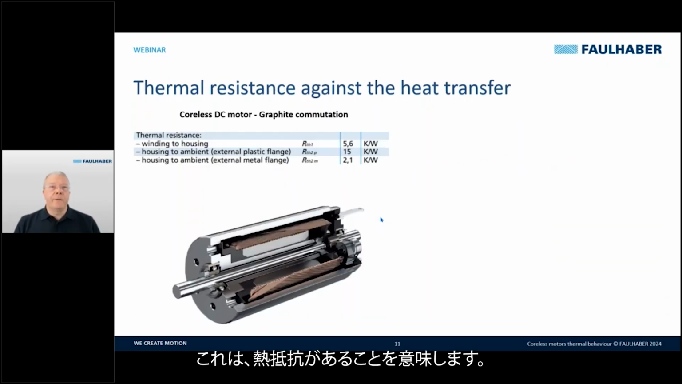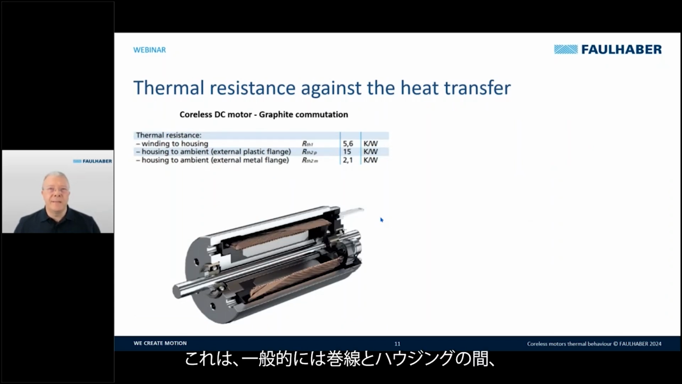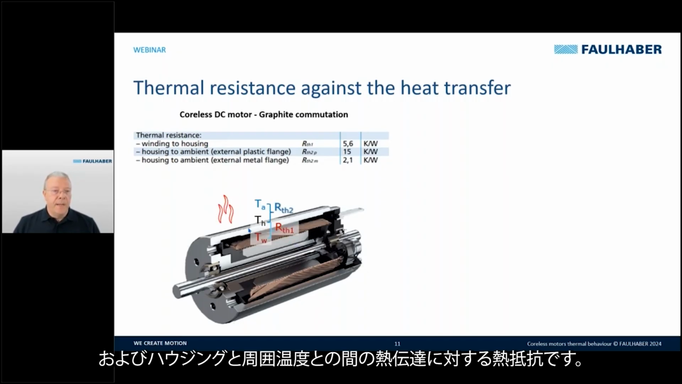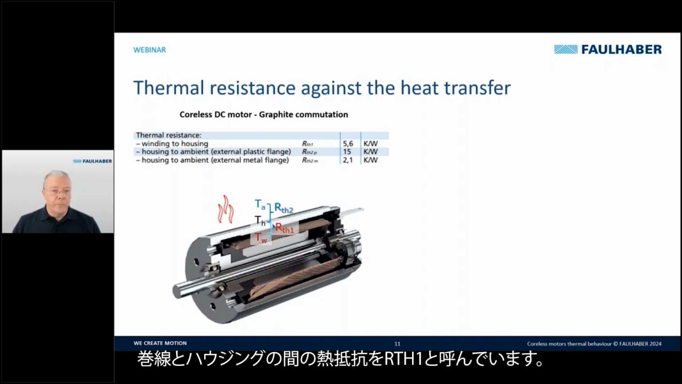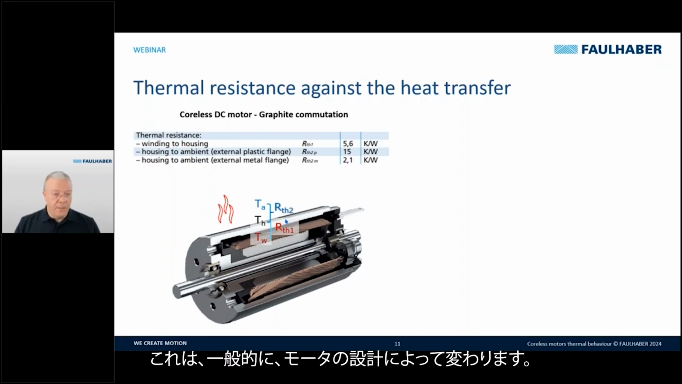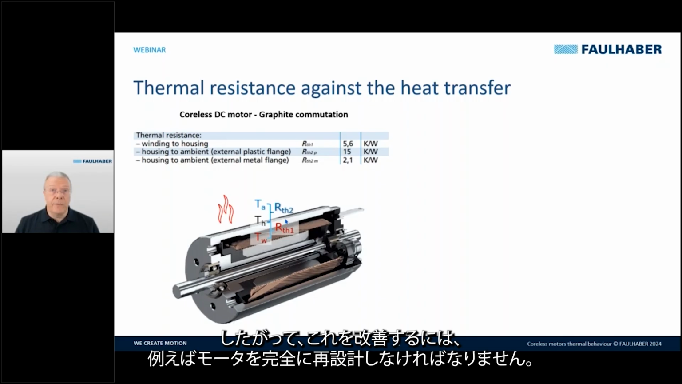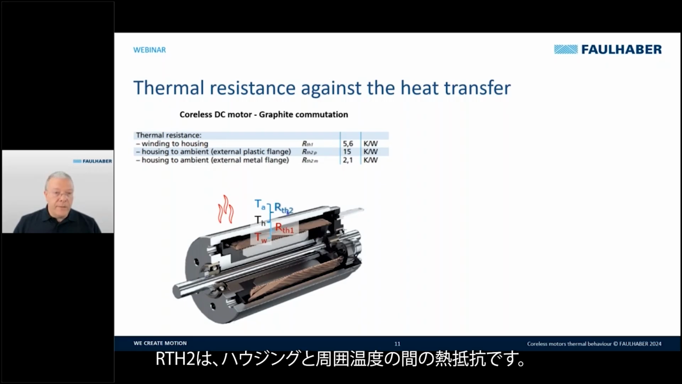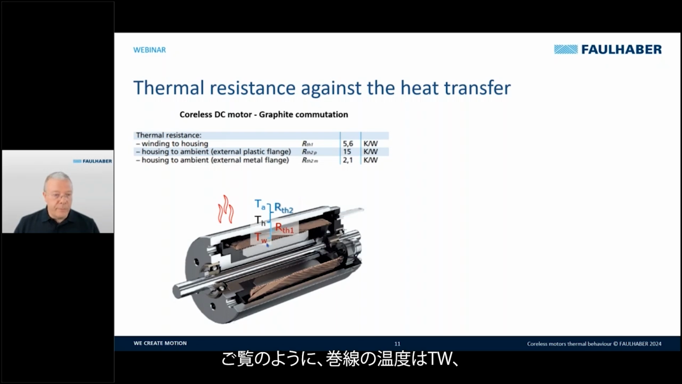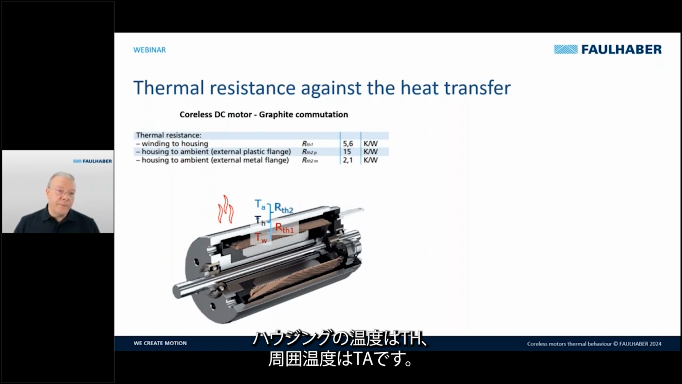This means that we have a thermal resistance. This is a thermal resistance against the heat transfer between the winding and the housing, typically, and between the housing and the ambient. So we call RTH1 the thermal resistance between the winding and the housing, and this typically depends on the motor design. So if we want to improve this, we have to redesign the motor completely, for example. And we have the RTH2 between the housing and the ambient. What you can see here, the winding temperature is TW, the housing temperature TH, and TA is the ambient temperature.